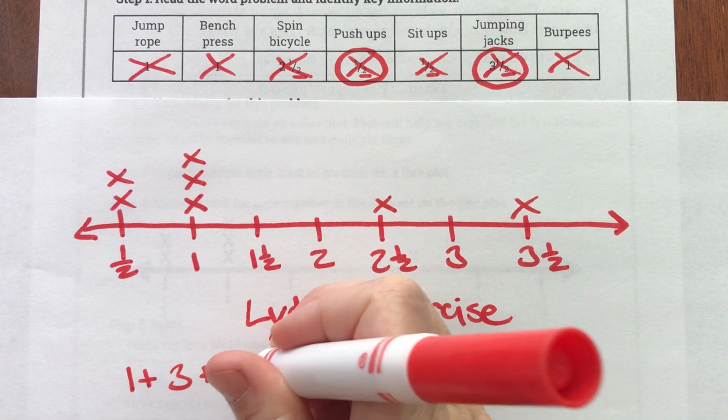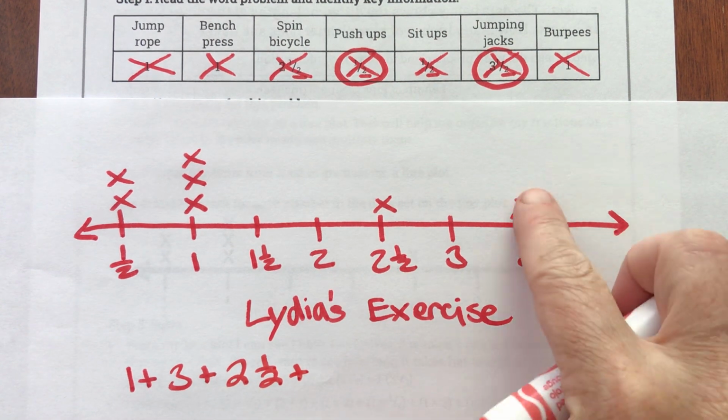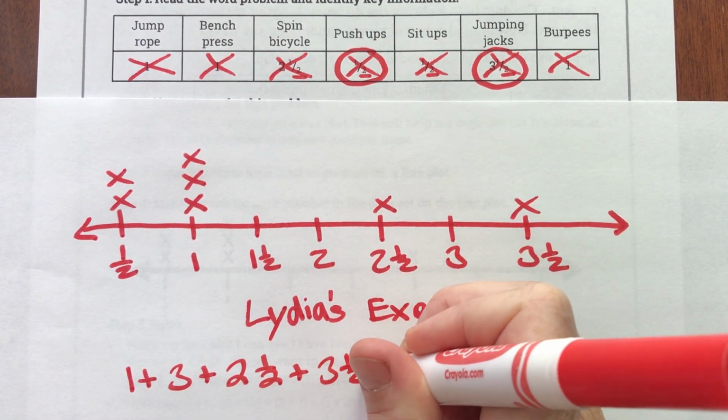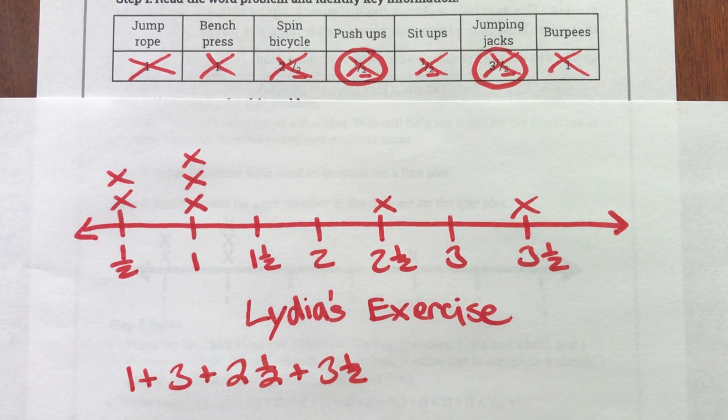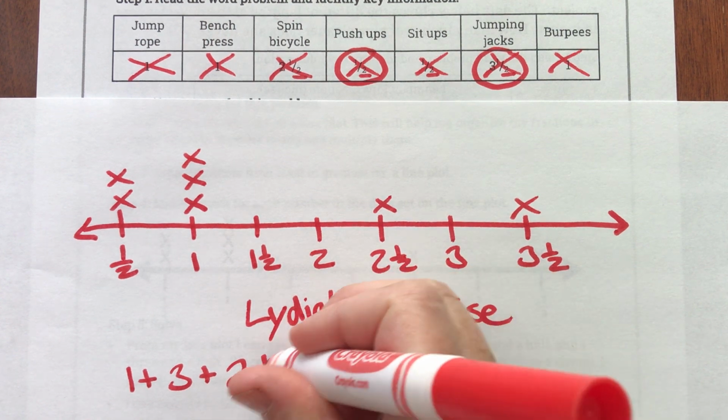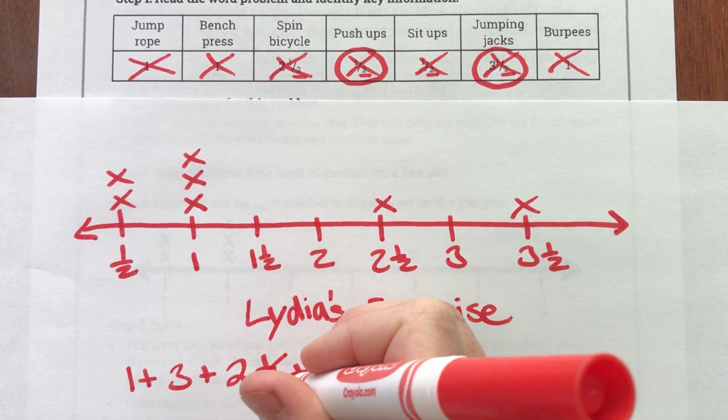1, 2 1/2. 1, 3 1/2. If I add these together, what do I get? Well, my 2 halves equals 1, so I could do that. I could cross those off and add another 1 there.